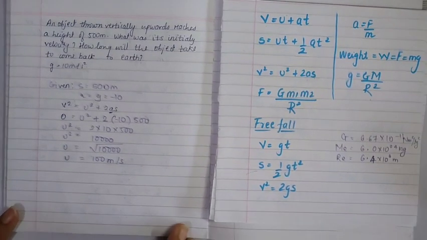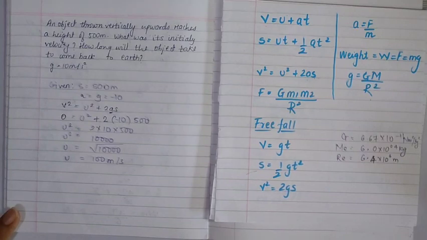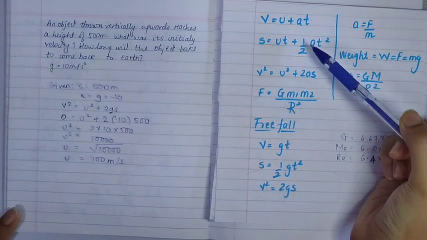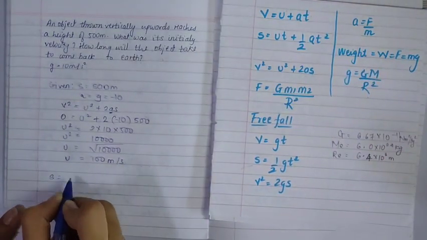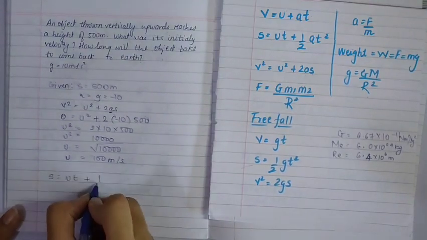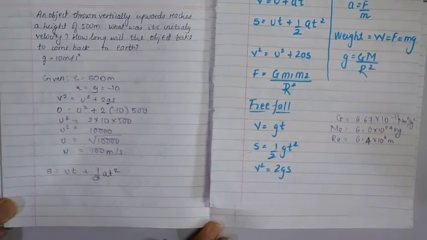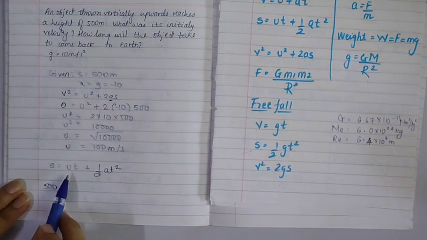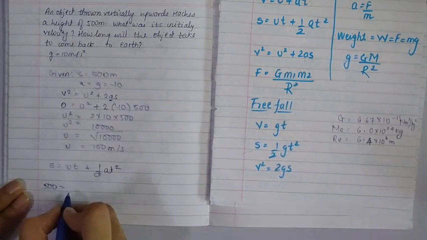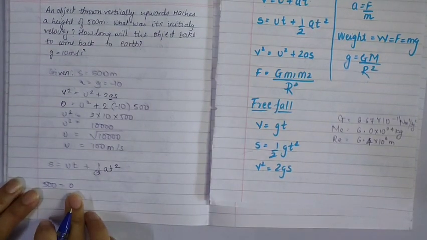Now what is next? They have asked you to find out how long the object will take to come back. Means it is time. How long means time. So for time you can use either this or this formula. So let's carry on with this formula. S is equal to ut plus half at square. Now for this, you know your S is 500 meters. You know that your initial velocity is 0. You know why initial velocity is 0 here?